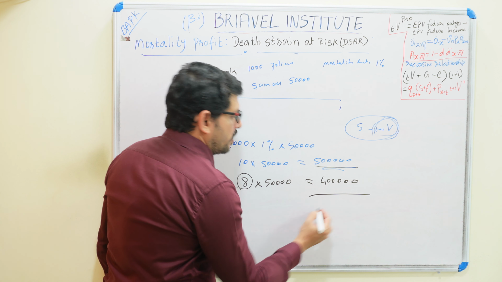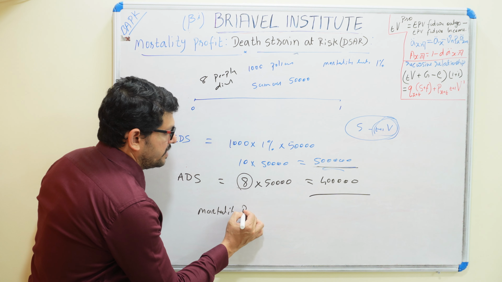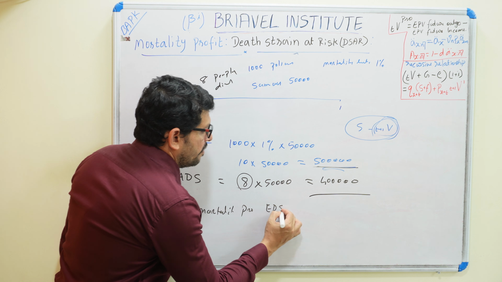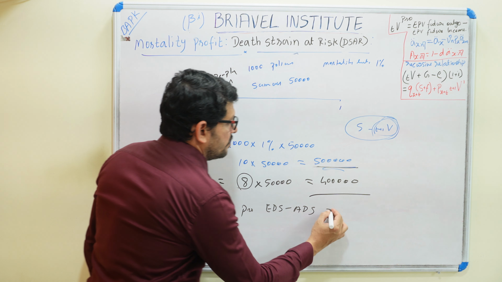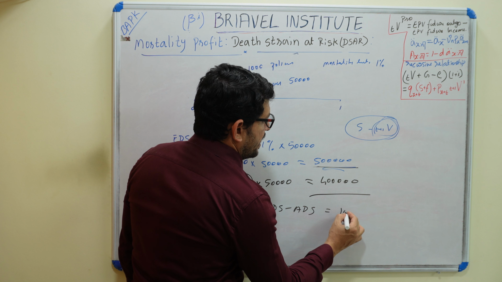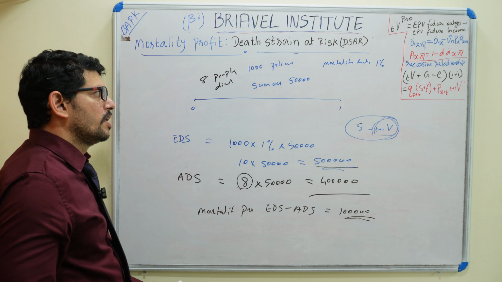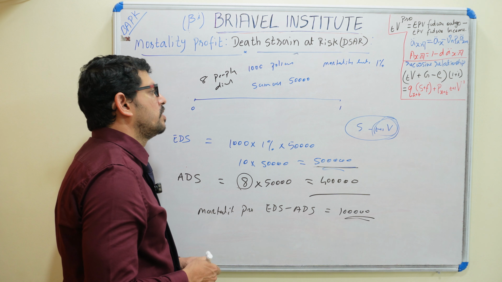So what will be my mortality profit? Mortality profit is equal to EDS minus ADS. So it is 500,000 minus 400,000, and we get 100,000. This is my mortality profit. This is the way of calculating the mortality profit.